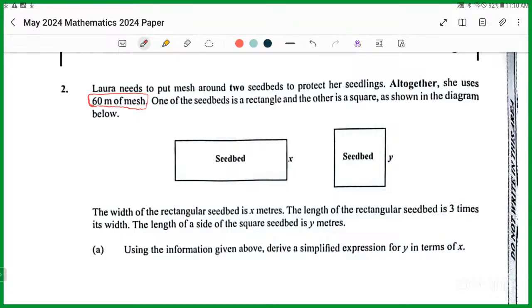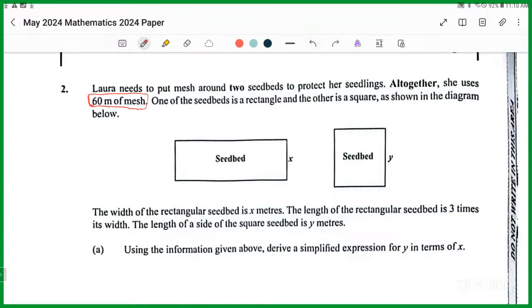It says one of the seed beds is rectangular and the other one is a square, as shown in the diagram. So clearly this is the rectangle one and that's the square one. It says the width of the rectangular seed bed is x meters. That's x meters right here. That's the width of the rectangular seed bed.